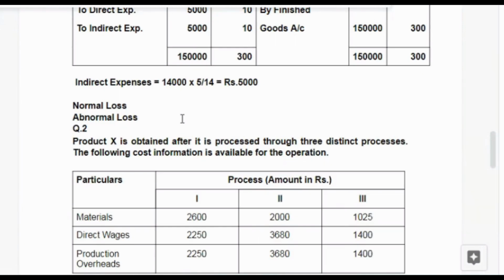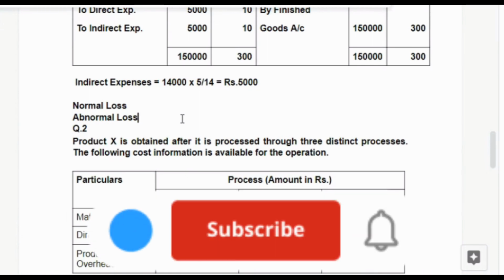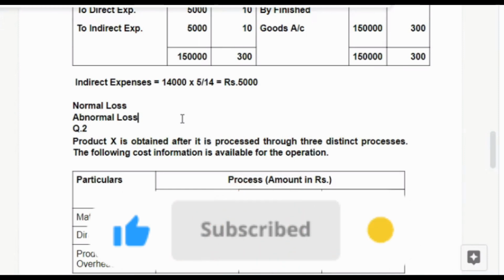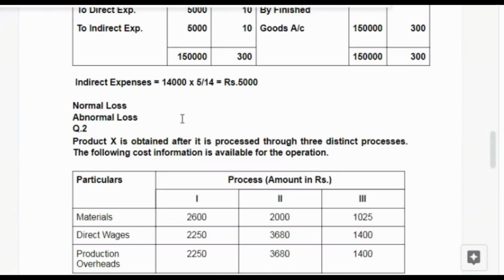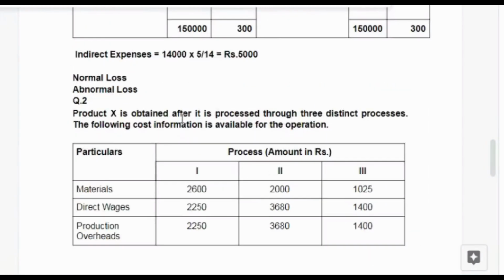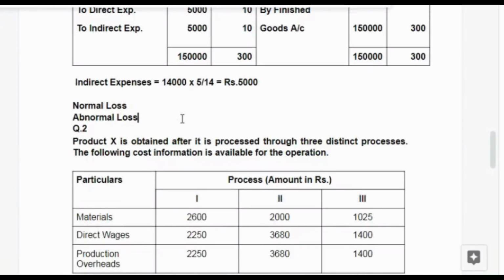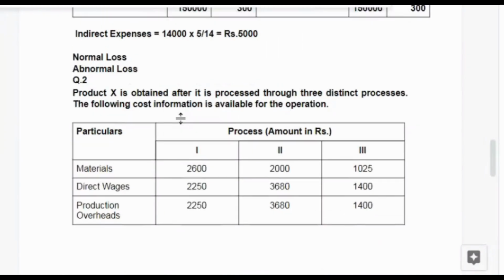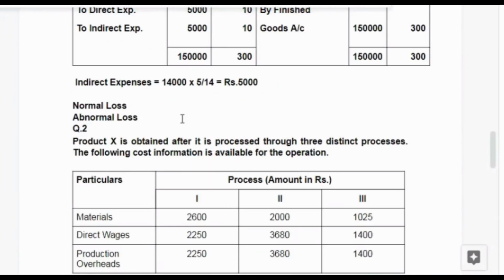the accounting process of normal loss and abnormal loss while you are preparing the process account. How it is recorded in the process accounts and how we prepare the normal loss and abnormal loss accounts. Those things we will learn in this particular lecture. This lecture is mainly focused on the accounting treatment of normal loss and abnormal loss in process accounting, right?